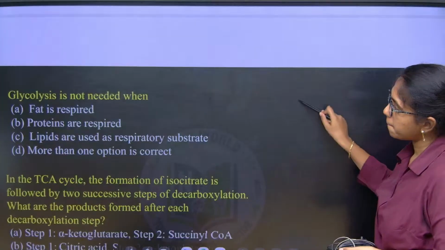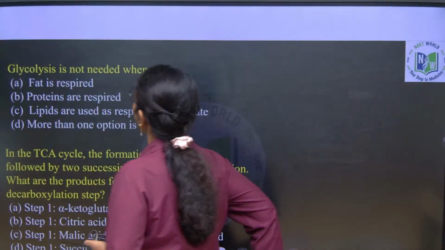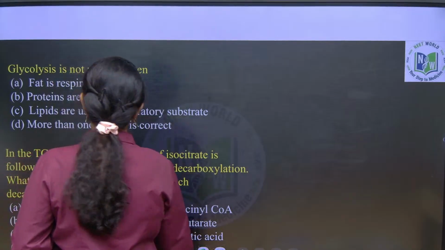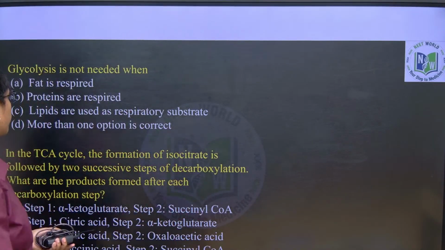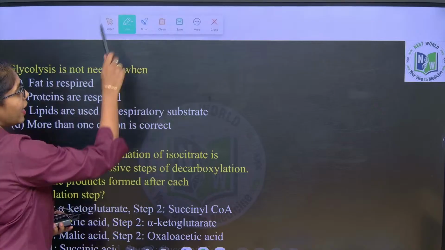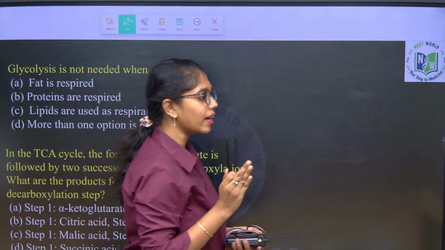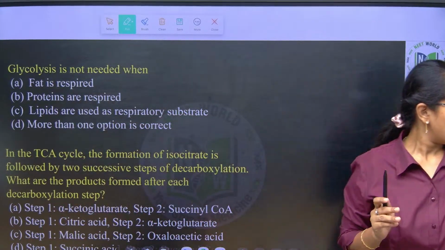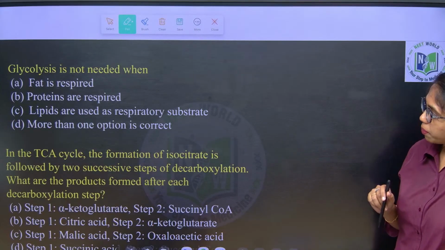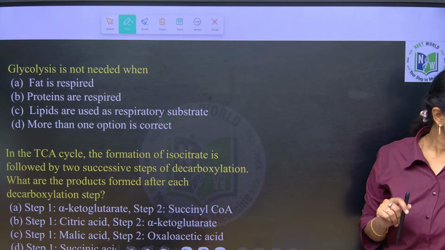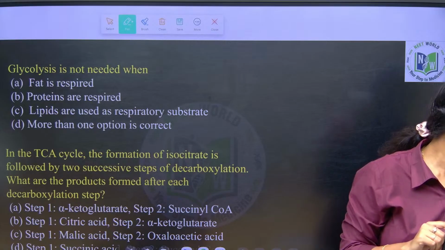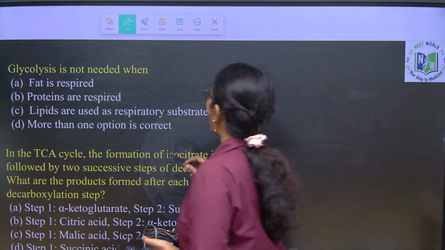Next. So here next, glycolysis is not needed. When is glycolysis not needed? Here you have to remember, very good, Veronica. Is it option A? No. Once you recall the amphibolic pathway.